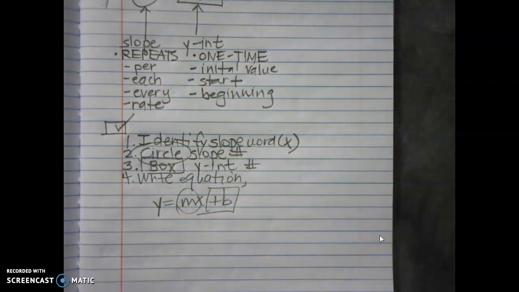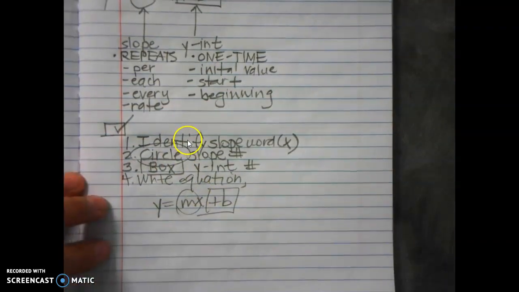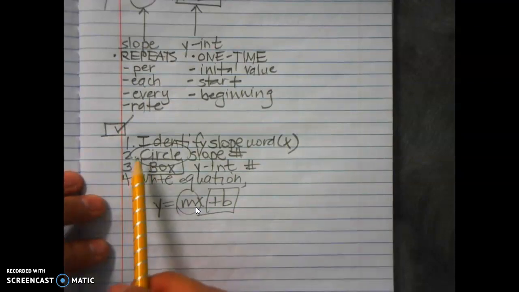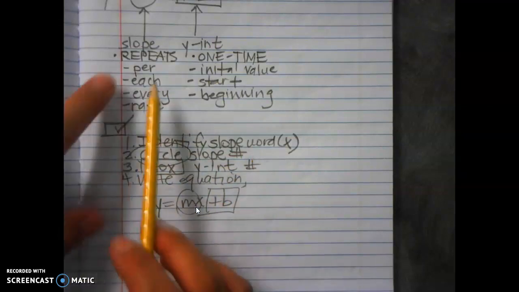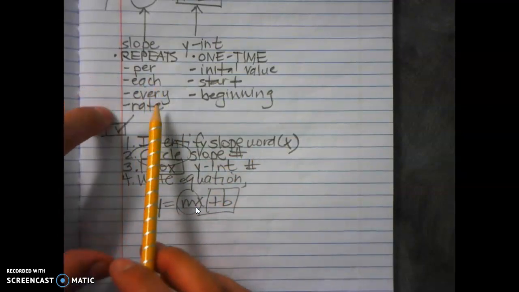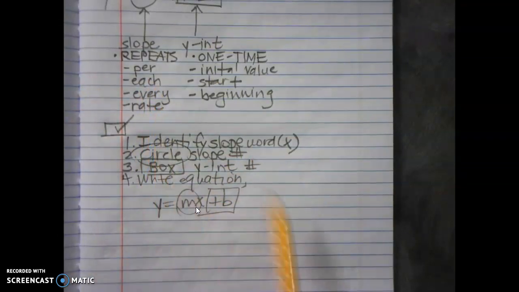Okay, so if you notice, all I did was write our checklist from the Pear Deck, so that way you can have it as reference. Our first step is to identify the slope word. You will see per, each, every, or rate in your word problem. When you find that word, put an X on it.